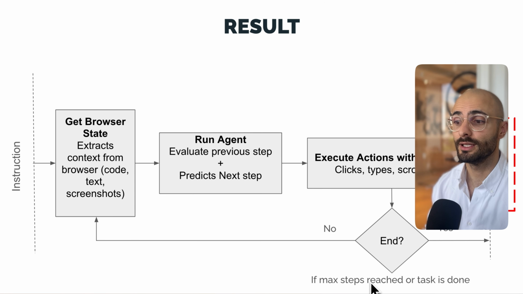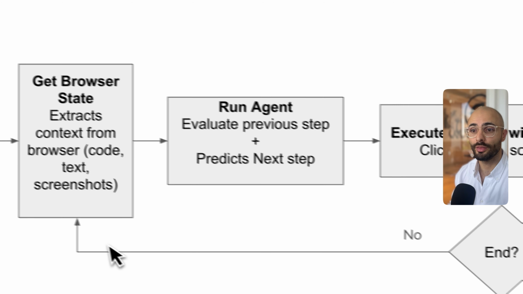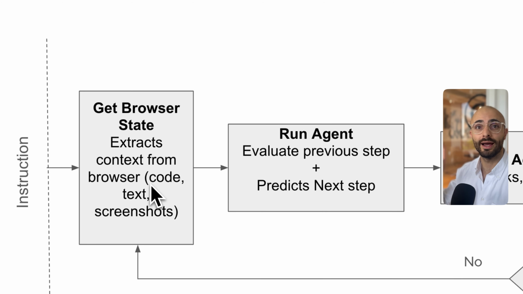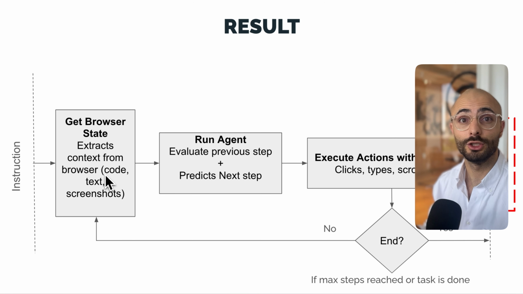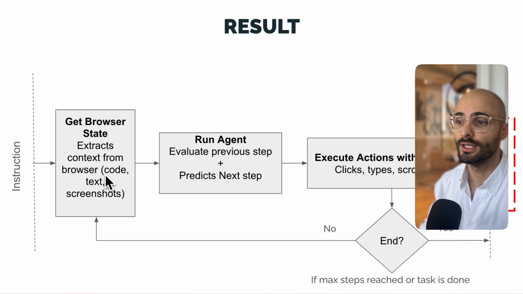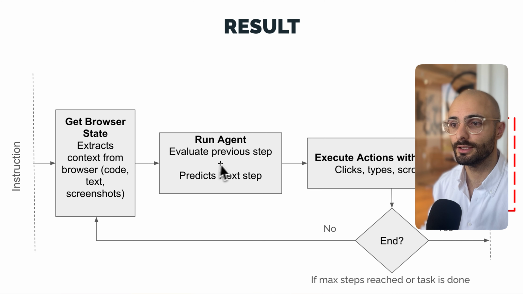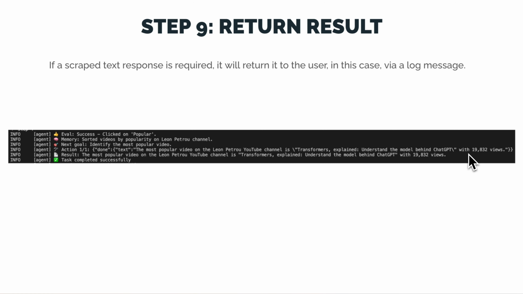If the max steps is not reached and the task is not done, it'll move down the no path and it'll loop back and go and scrape the browser state again, and it'll extract all that information. It'll generate a new interactive element list. It'll generate a new screenshot, etc. and it'll run through this whole state. It'll run the agent again to predict the next step, and it'll then execute that with the controller. It'll make the decision, and it'll keep running in a loop until the task is actually done, and then it'll move down the yes path, and it will then display the result.